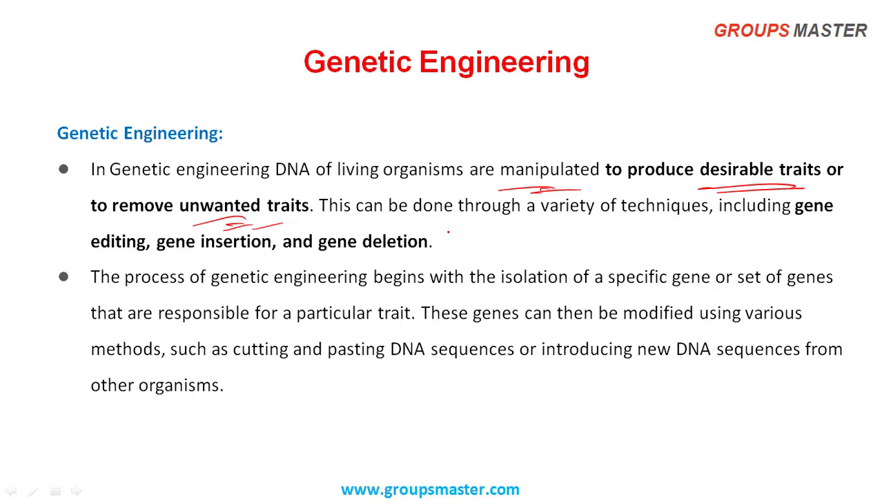In genetic engineering, DNA of living organisms are manipulated to produce desirable traits or to remove unwanted traits. It is typically done through a variety of techniques, including gene editing, gene insertion, gene deletion. The process of genetic engineering begins with the isolation of specific gene or set of genes that are responsible for a particular trait. These genes can then be modified using various methods such as cutting and pasting DNA sequences or introducing new DNA sequences from other organisms. ఈ విధంగా జెనెటిక్ ఇంజనీరింగ్ గురించి క్వశ్చన్ వచ్చినప్పుడు ఈ పాయింట్స్ అన్ని యూస్ చేసుకోవచ్చు.